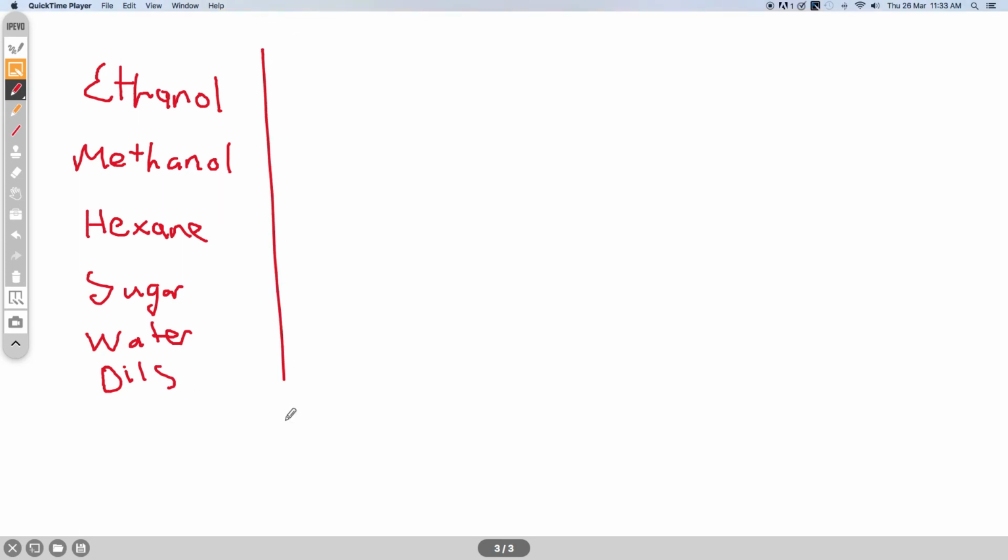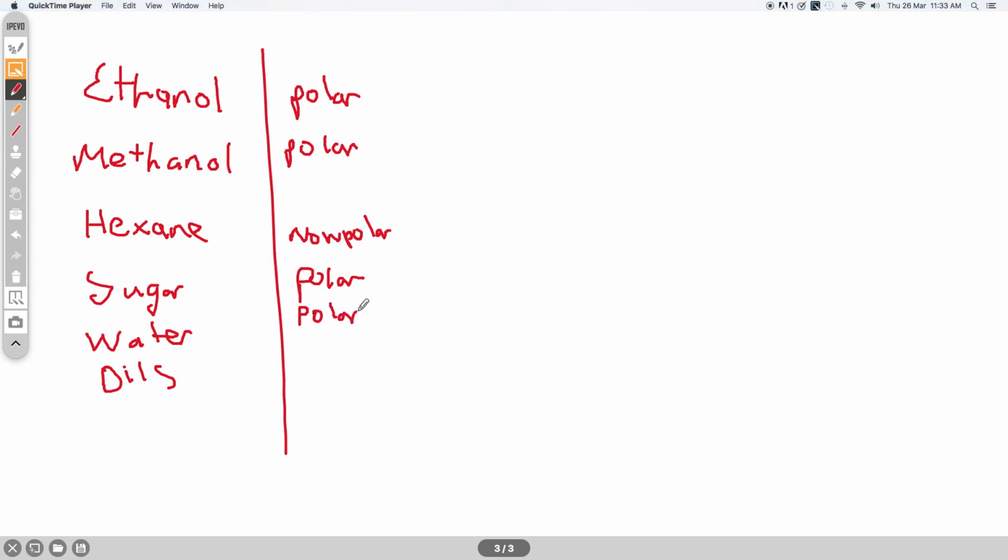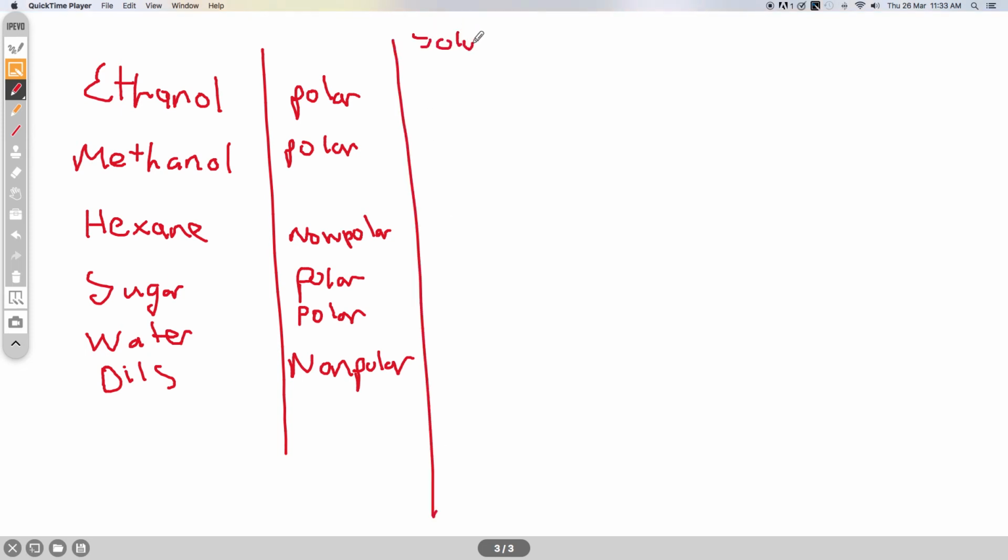So if I draw a line there, we'll just describe. So this is polar, this is polar, non-polar, polar, polar, non-polar. Now, there's solubility in water. So we're looking at solubility. Water.